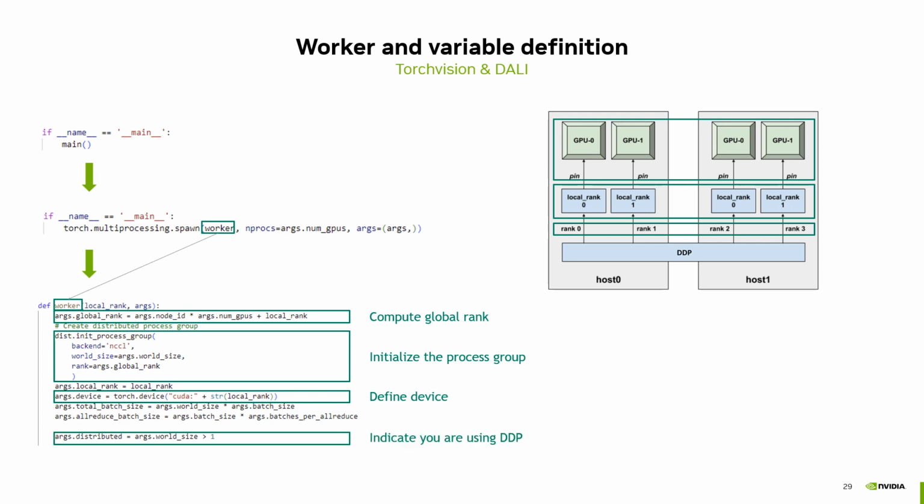And then also sometimes you want to say, okay, if you have several GPUs available and we're using distributed, this might change some parts of the training, so we have this distributed variable that we're going to use later for some conditional statements.